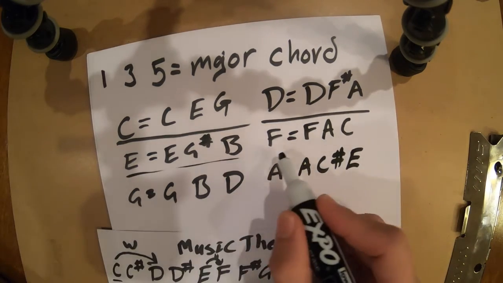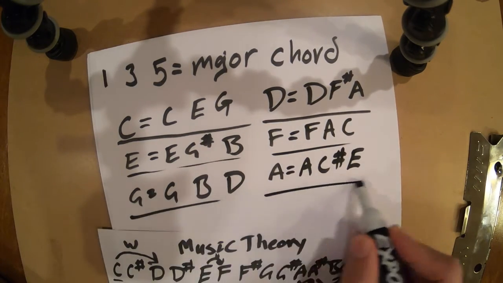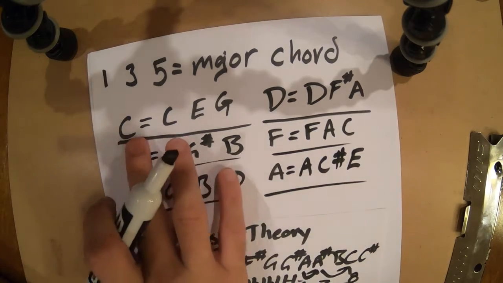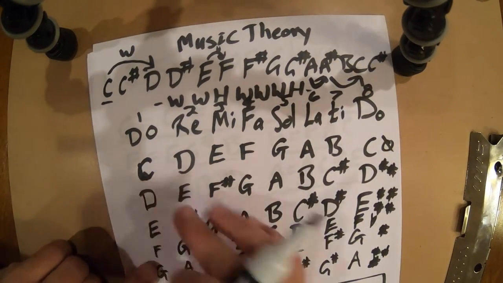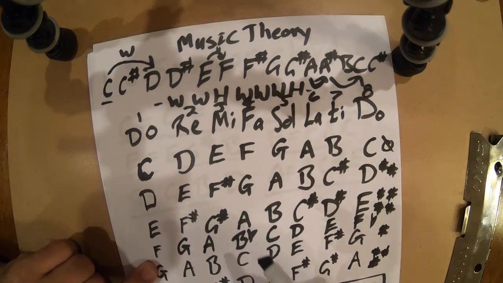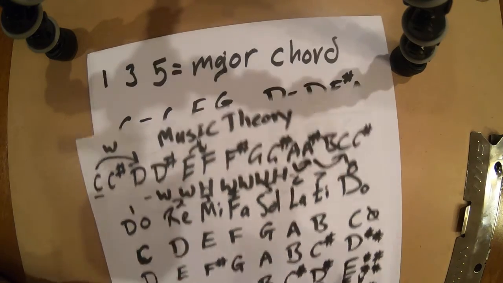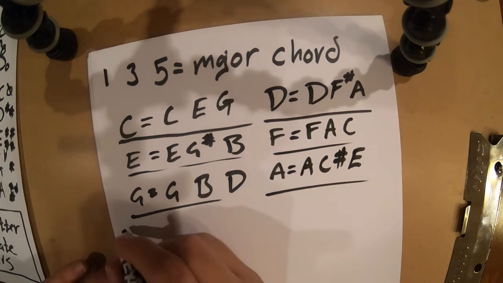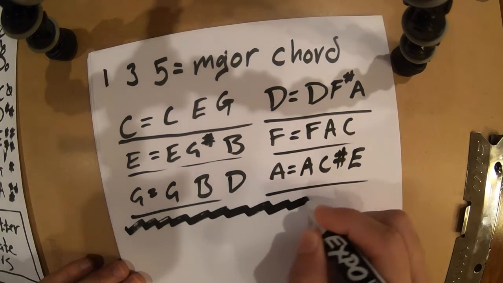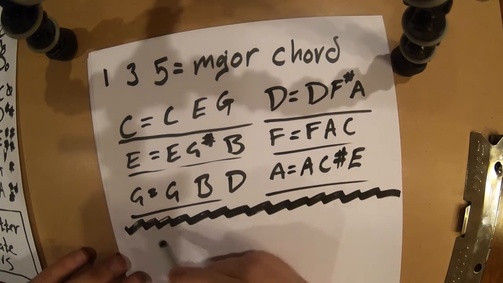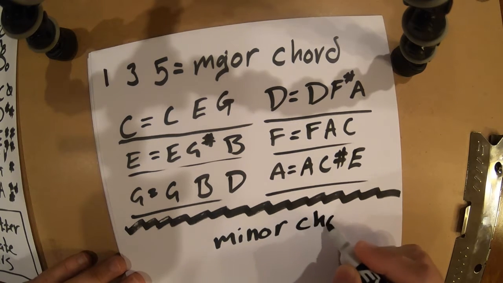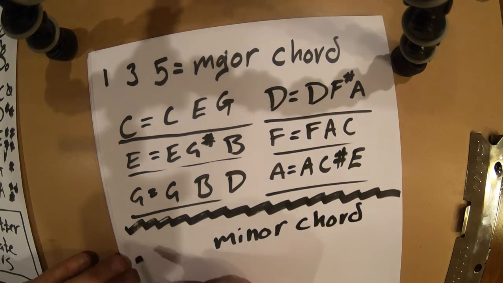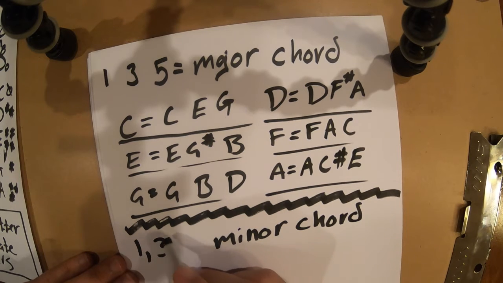All right. That's how you make a major chord. Go to whatever chord you want. Go to the scale with the same letter, same main note, and take the first, third, and fifth. Now that's majors. Make a big old line here. If we're doing minors, the formula is 1, flat 3, and 5.